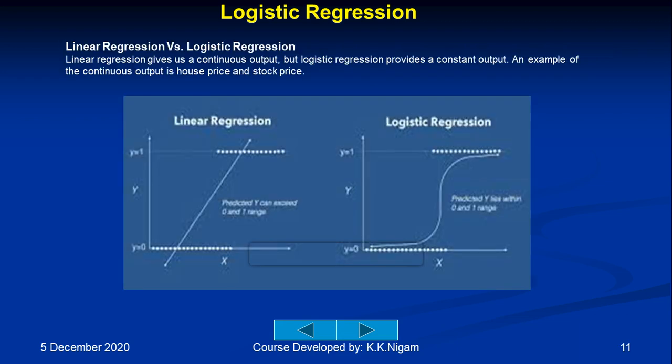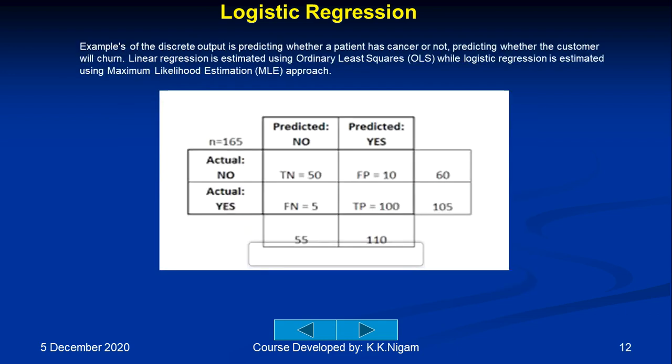Now, linear regression versus logistic regression. Linear regression gives us a continuous output, but logistic regression provides a discrete output. That is why it is dichotomous, that is, either this or that. An example of a continuous output is house price, or stock prices, where you can have continuous changes in the stock market. Examples of discrete output are predicting whether a patient has cancer or not, or predicting whether the customer will churn.